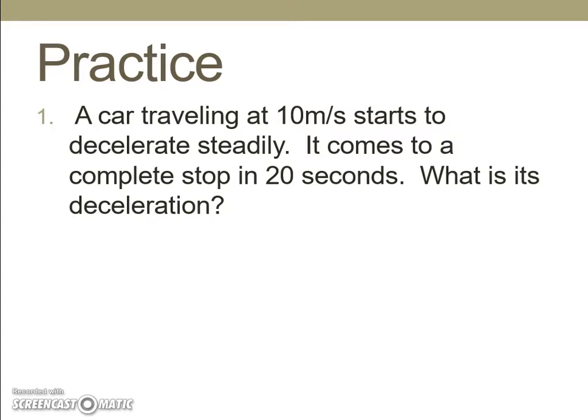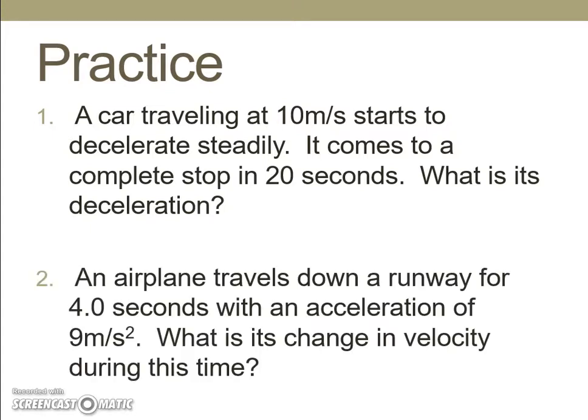So now that we've looked at an example problem and I've walked you through one practice problem, an airplane travels down a runway for 4.0 seconds with an acceleration of 9 meters per second squared. What is the change in velocity during this time? So in this case, I'm asking you to go ahead and work backwards. So I gave you this time and I've given you the acceleration. I want to know, what is that whole top piece? All right, so go ahead and just like we manipulated the speed formula in the last section, go ahead and manipulate the acceleration formula so that you can find the change in velocity.